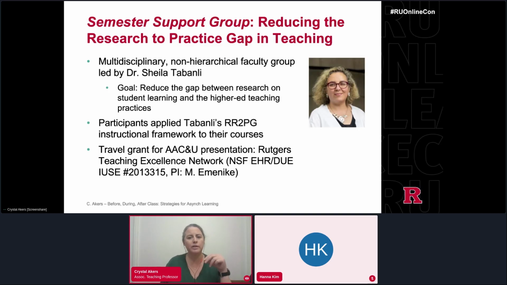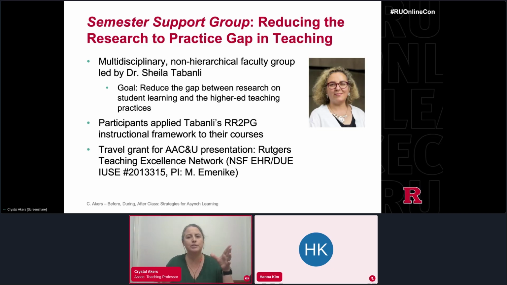And ours was organized around the goal of reducing the gap between research on student learning and higher ed teaching practices. So this was focused on work that Dr. Tabanli had been doing in her math courses.